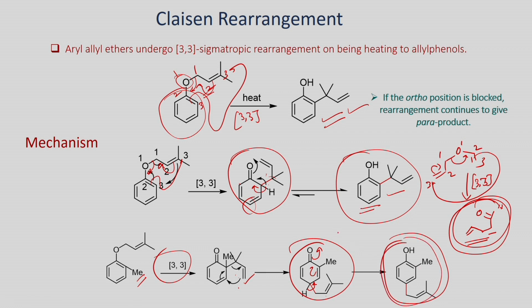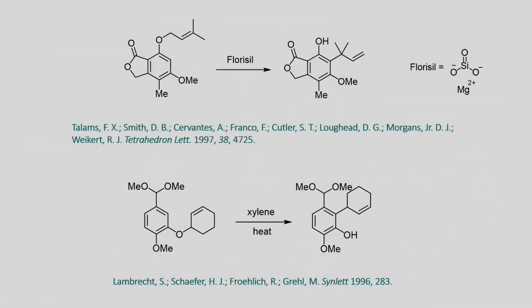So, this is also a very important reaction. The Claisen rearrangement is widely used for the construction of carbon-carbon bonds. If you have this allyl vinyl or aryl allyl ether, it can readily undergo rearrangement when you heat it to give this allyl derivative. These are some of the recent examples from the literature.